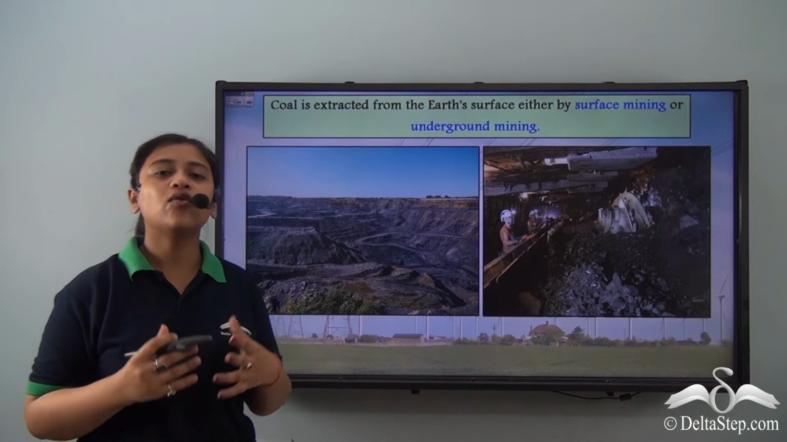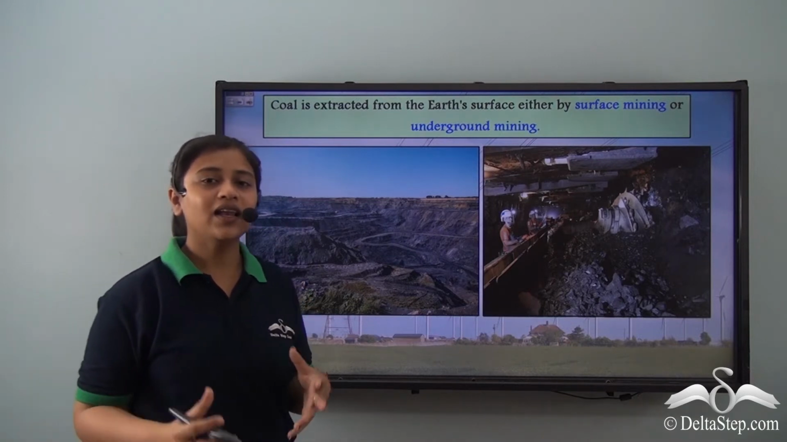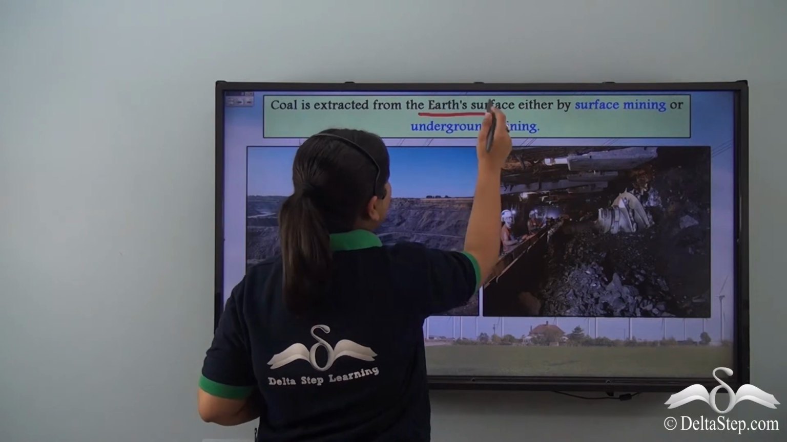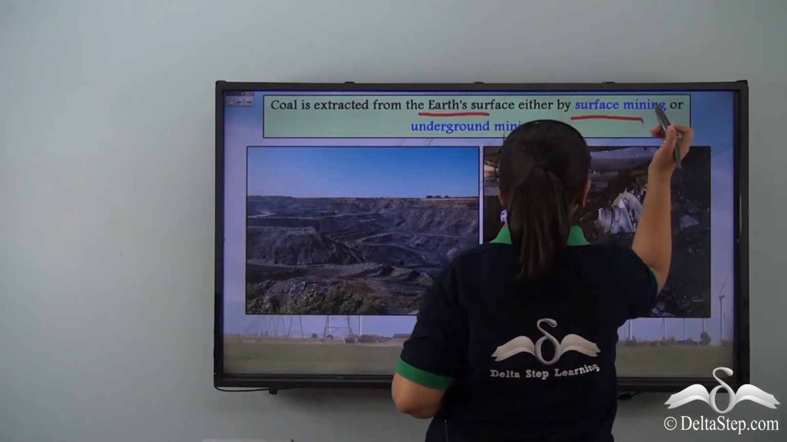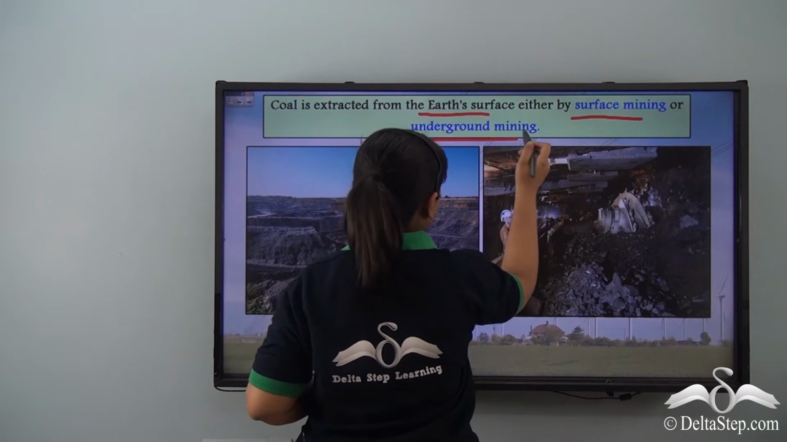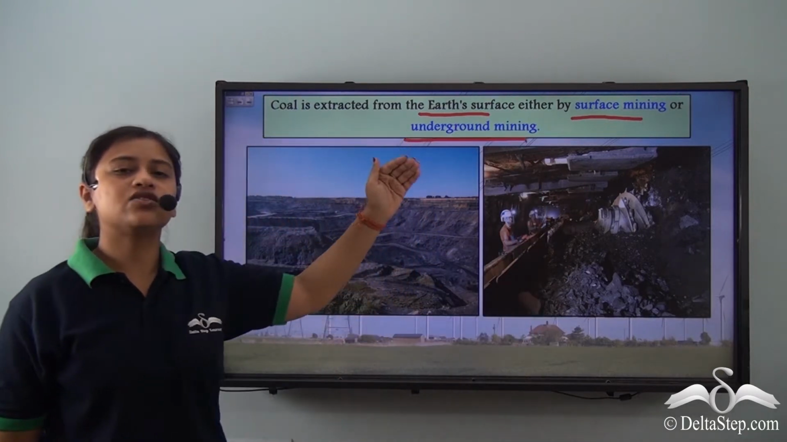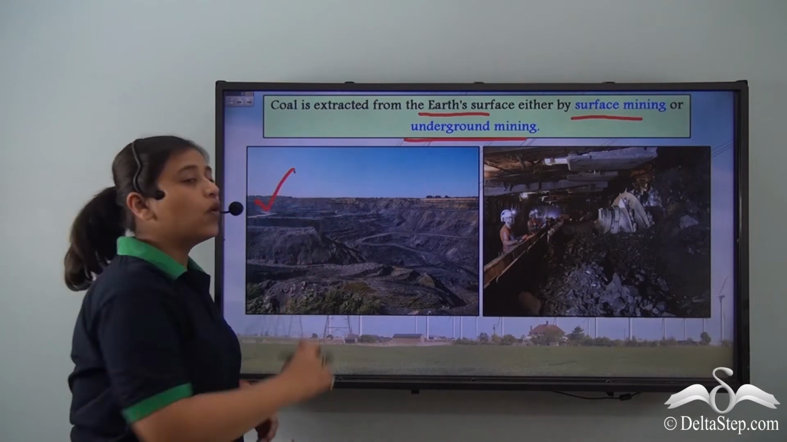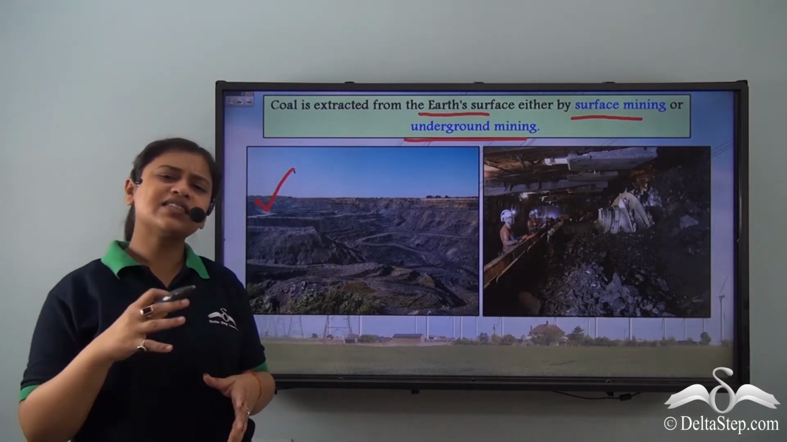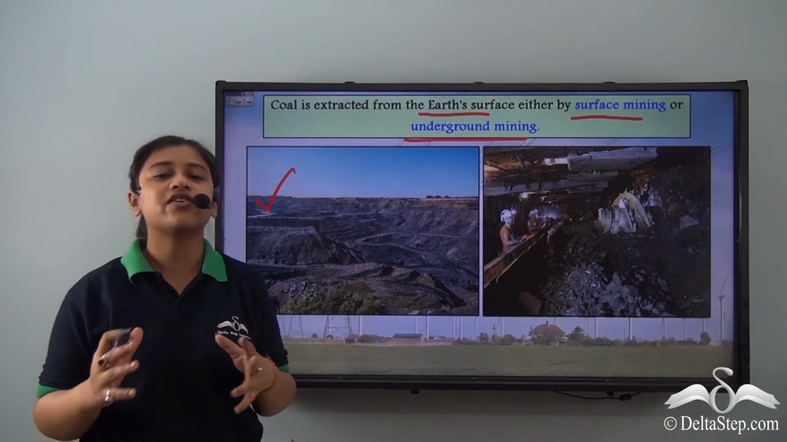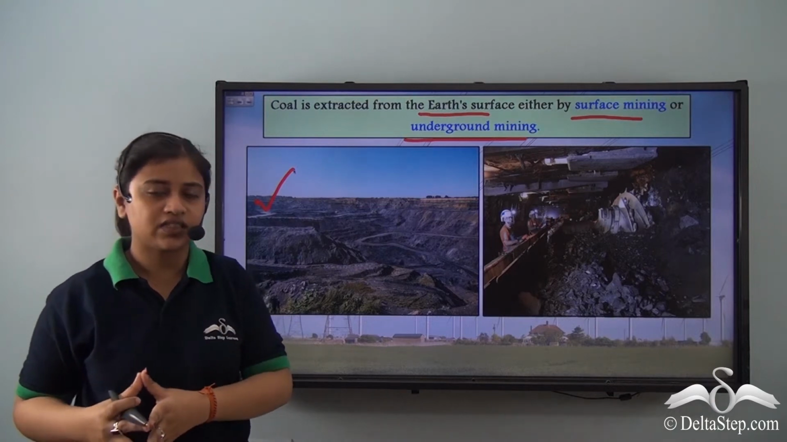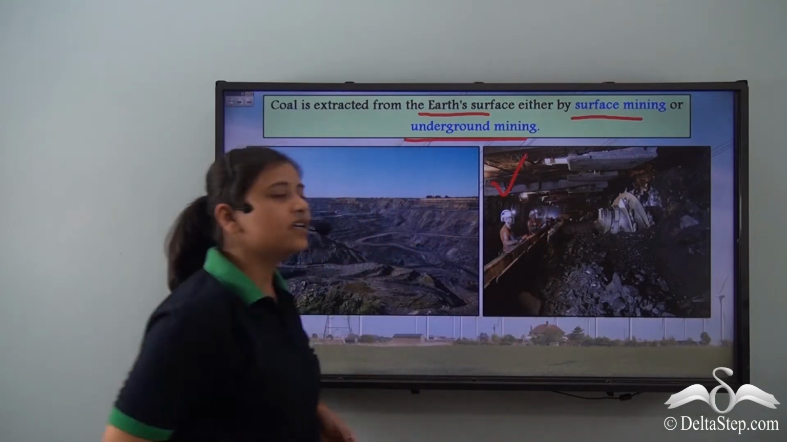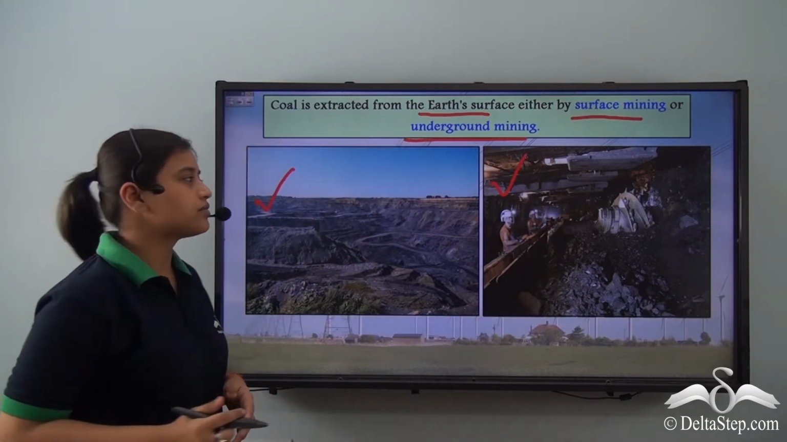So let's see how coal is extracted. Well, coal can be extracted from the earth's surface either by surface mining or underground mining. Now out of these two, surface mining is preferred when the coal is around 61 meters or around 200 feet below the earth's surface. But if it's deeper, then underground mining is used to extract coal.